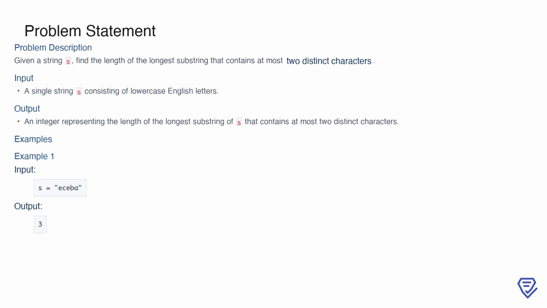In this problem, we are tasked with finding the length of the longest substring of a given string S that contains at most two distinct characters. The input is a single string S, which consists only of lowercase English letters. The output is an integer that represents the length of this longest substring. For example, if the input is S equals ACEBA, the output would be 3, since the longest substring with at most two distinct characters is ECE.